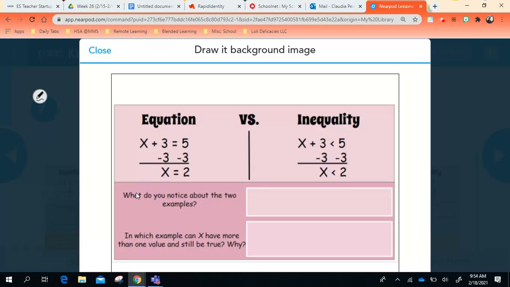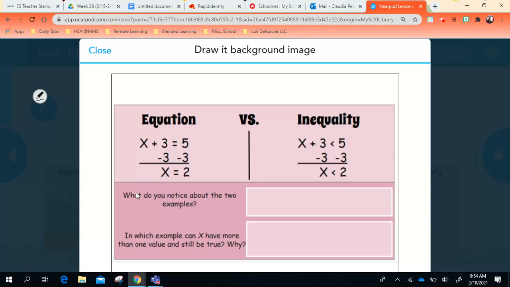Okay, so what do you notice about the two examples? Who wants to tell me what they noticed? Yulivani. You still saw the problems the same way, it's just the signs are different. Okay, good. So Yulivani noticed that you still solve them the same way. It's just that the signs are different, and maybe when we get to graphing, the graphing is different, right?